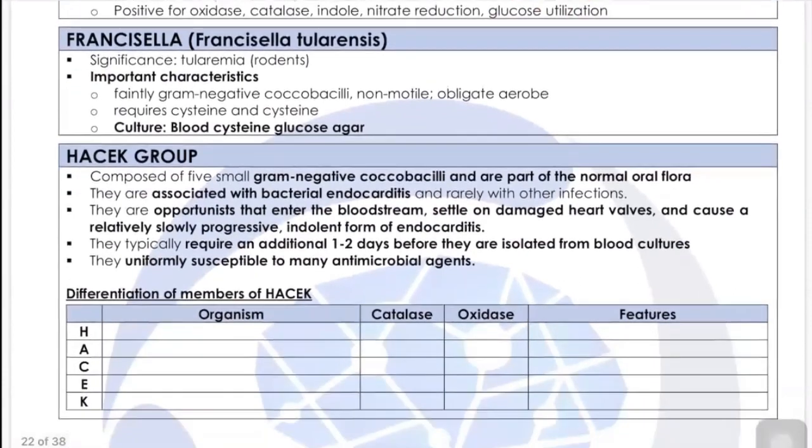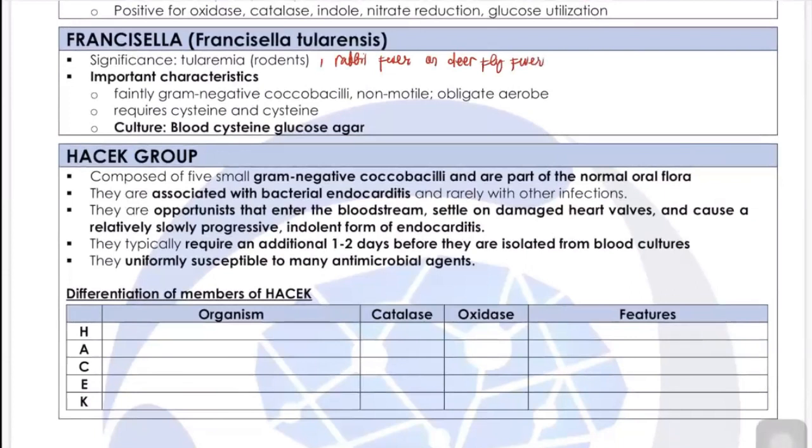Next, we have Francisella tularensis, the causative agent of tularemia. This is also referred to as rabbit fever, or deer fly fever.